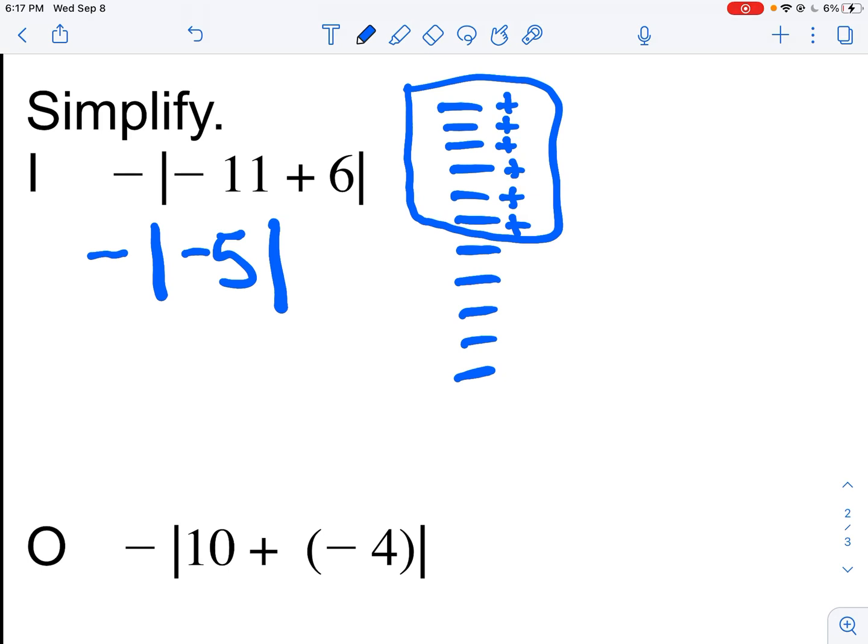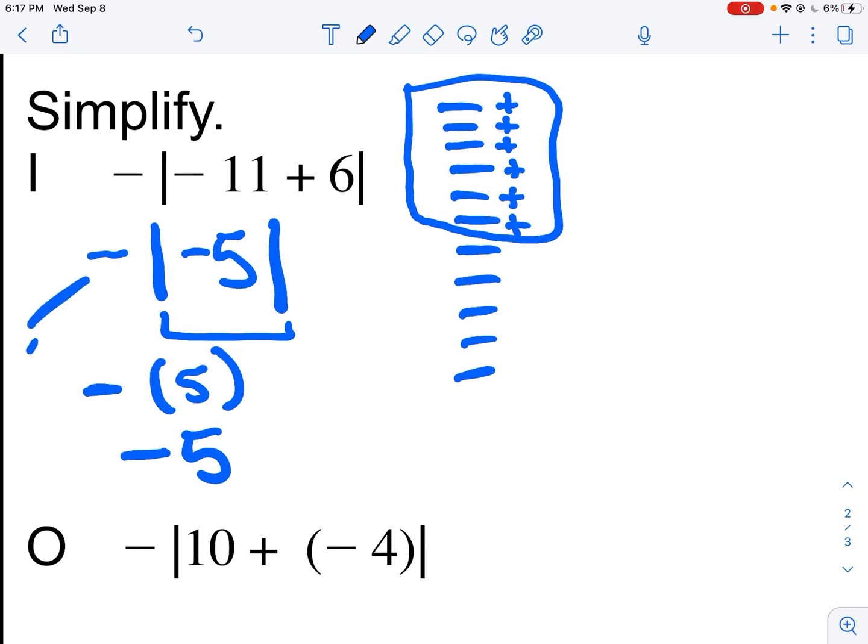So I take the absolute value. I do this part first. I have a negative on the outside, but I do this part first. What is the distance from 0 to -5? It's 5 away. The opposite of a 5 is a -5.